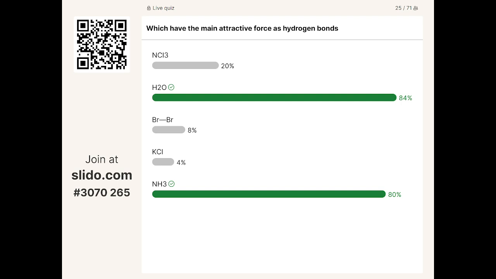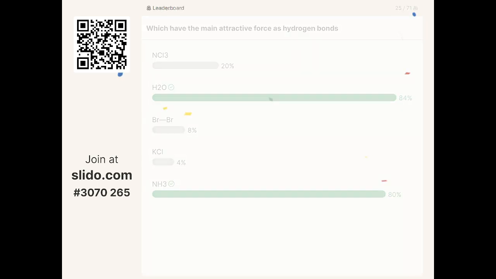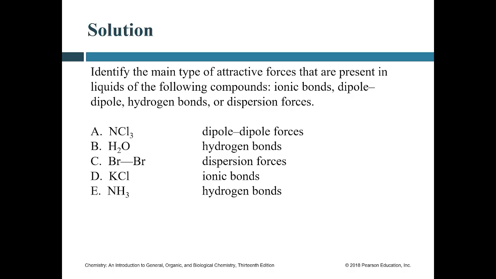Okay, so now we're going to go ahead and do the rest of them. So NCl3, this one right here, is a dipole-dipole attraction. That's because it has an overall molecular dipole, isn't it? So an overall molecular dipole gives you a dipole-dipole attraction. The H2O and NH3, we discussed that already. Those are hydrogen bonding.